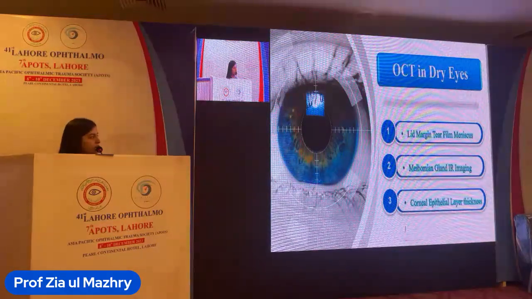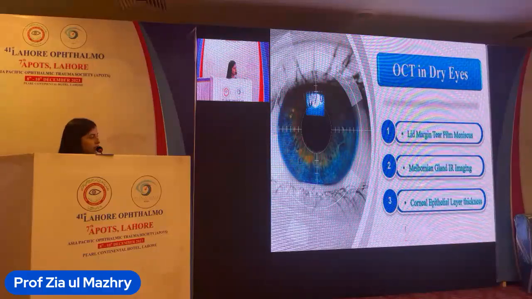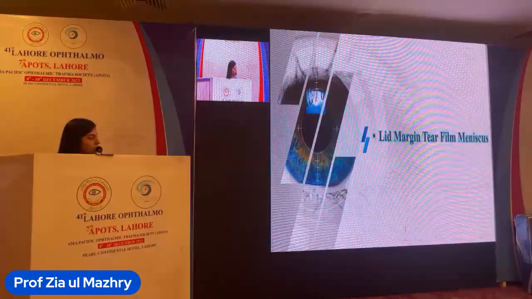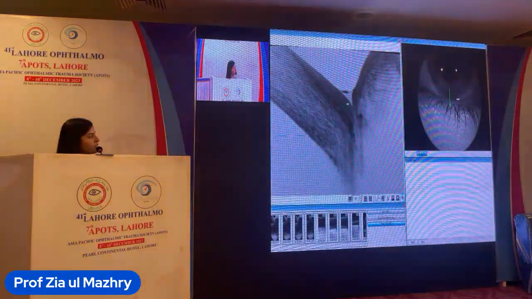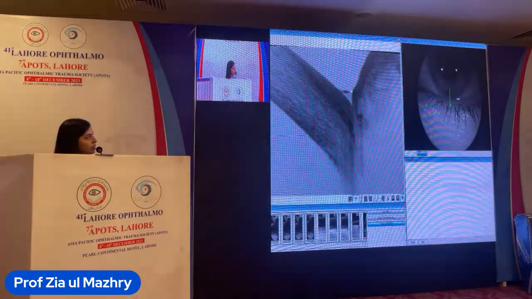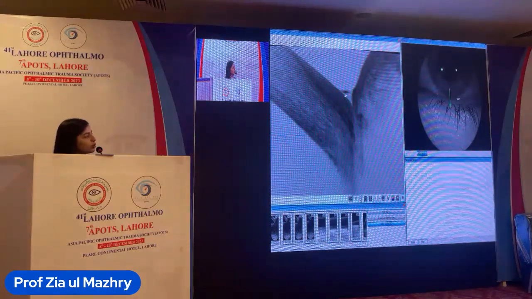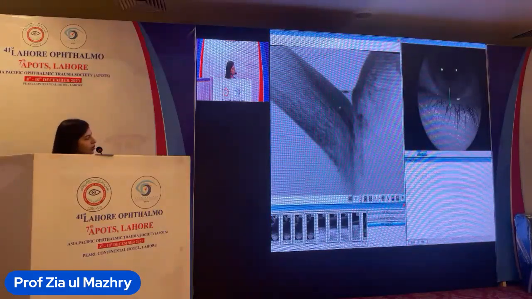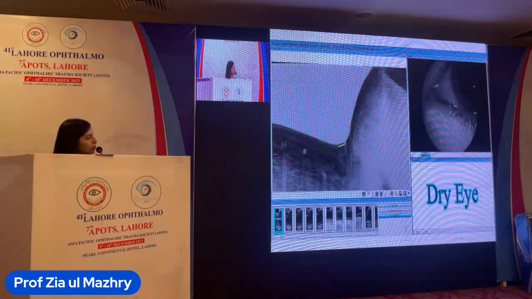OCT in dry eye measures three basic parameters that tell us about the dry eye: tear film height, meibomian gland, and corneal epithelium. Here is how to measure the tear film height. You have to locate this area and measure the tear film height here. You can take different measures and compare with the normal tear film. Here you can see there is a height. This is the tear film. This is a case of dry eye, and no tear was found in the OCT.